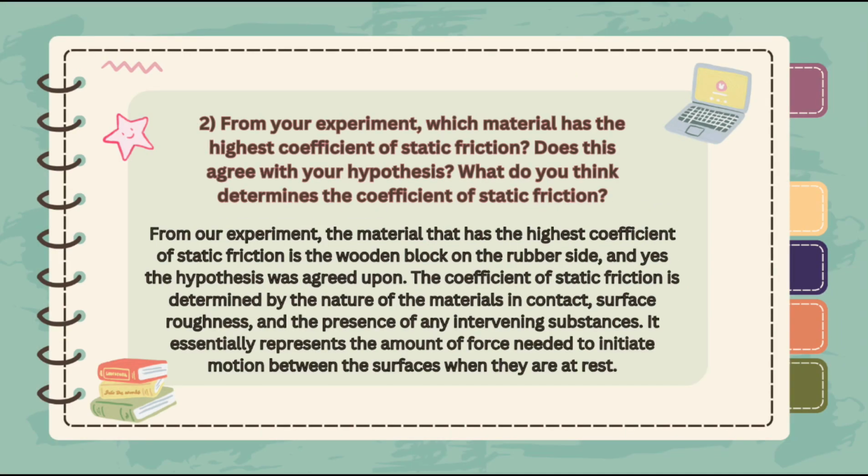Move to question 2. From your experiment, which material has the highest coefficient of static friction? Did you agree or disagree with your hypothesis? What do you think determines the coefficient of static friction? From our experiment, the material that has the highest coefficient of static friction is the wooden block on the rubber side. And yes, the hypothesis was agreed upon.